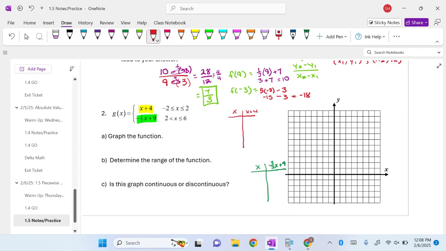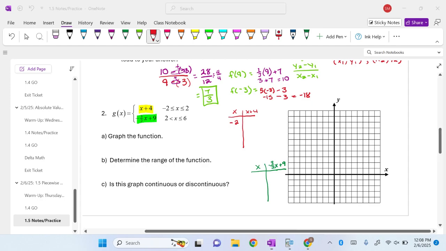Now, your points should always start with your endpoints. So if there's only one endpoint, you just know that that's either your biggest or smallest x value that you use. If it's between two numbers, you use those two as an endpoint and fill in the in between. So for x plus 4, it says I'm between negative 2 and 2. So those are my endpoints for x.